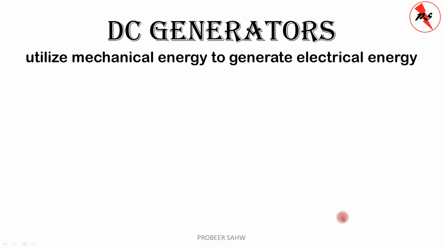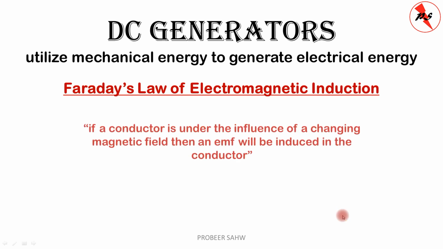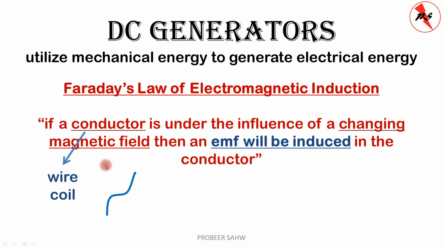DC generators work on the principle of Faraday's law of electromagnetic induction, which says if a conductor is under the influence of a changing magnetic field, then an EMF will be induced in the conductor. In DC generators, this conductor is in the form of wire. When we make a turn or number of turns out of a wire, that thing is called a coil.